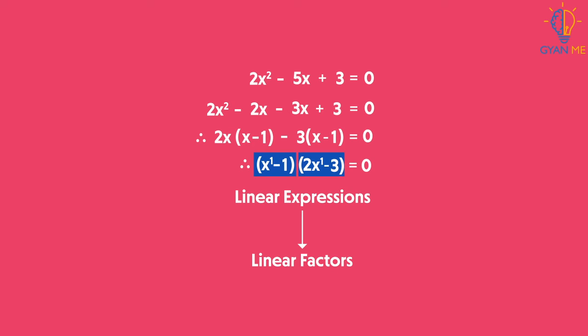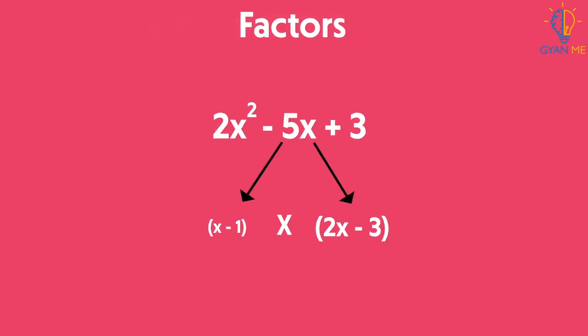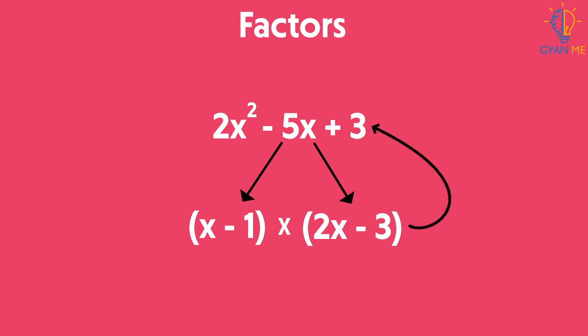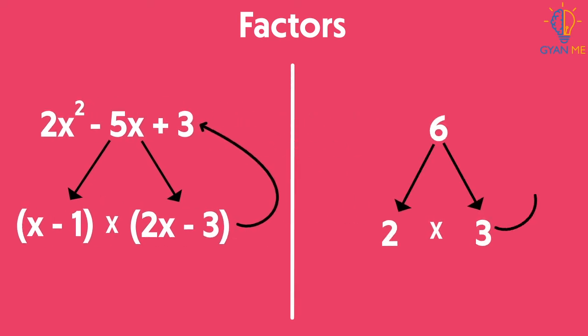Again, you can verify this by multiplying them back to get the same expression. You can see on your screen that when you multiply x minus 1 and 2x minus 3, you will get the expression back, which is obvious. When you multiply the factors, you will get its multiple.